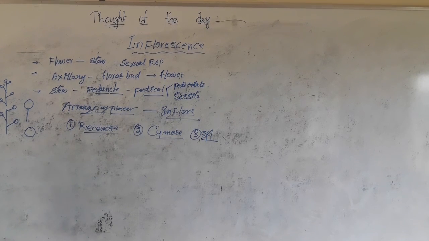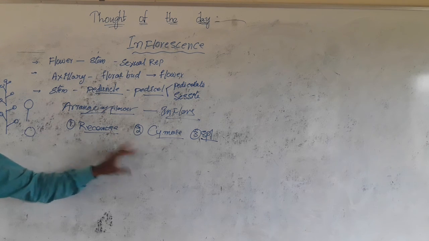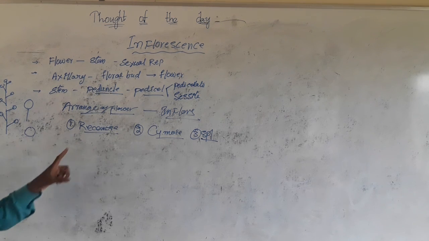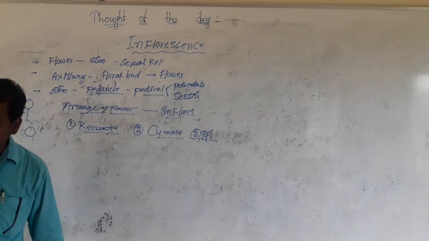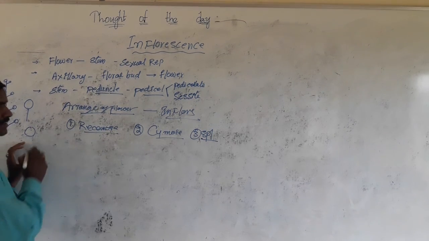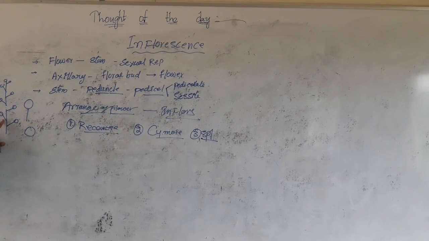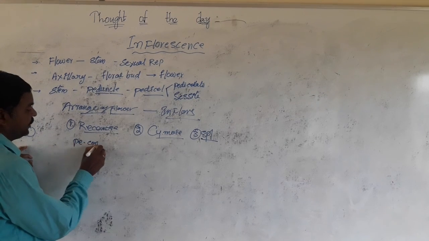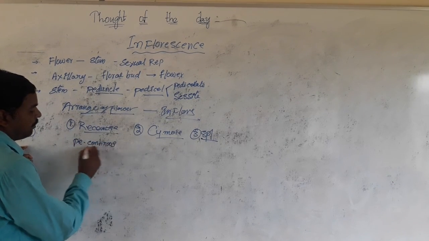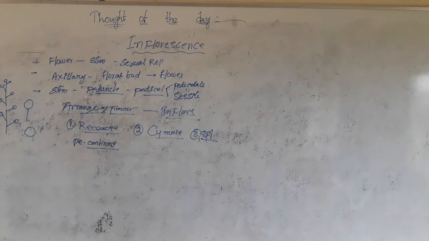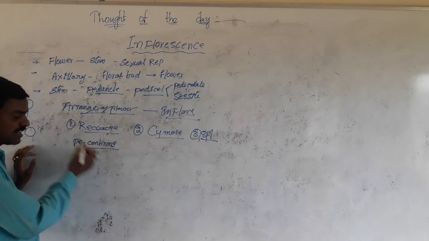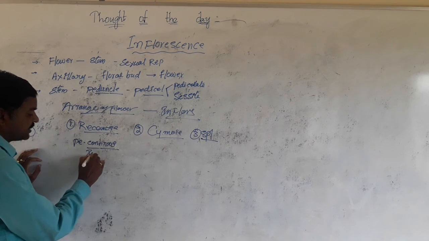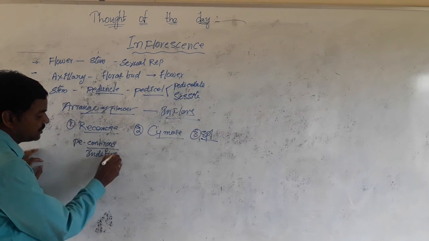What is the difference between these two? There are many differences. But basically, the main difference is that in racemose inflorescence, peduncle growth is continuous. The peduncle shows continuous, unlimited growth. Since peduncle growth is continuous, these inflorescences are also called indefinite inflorescences.